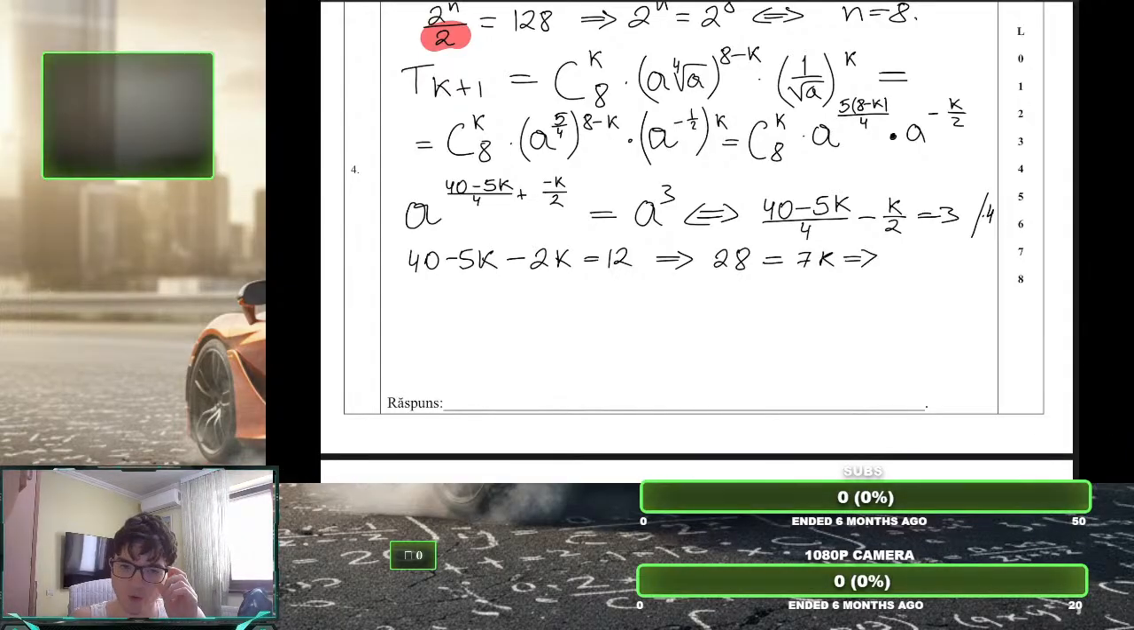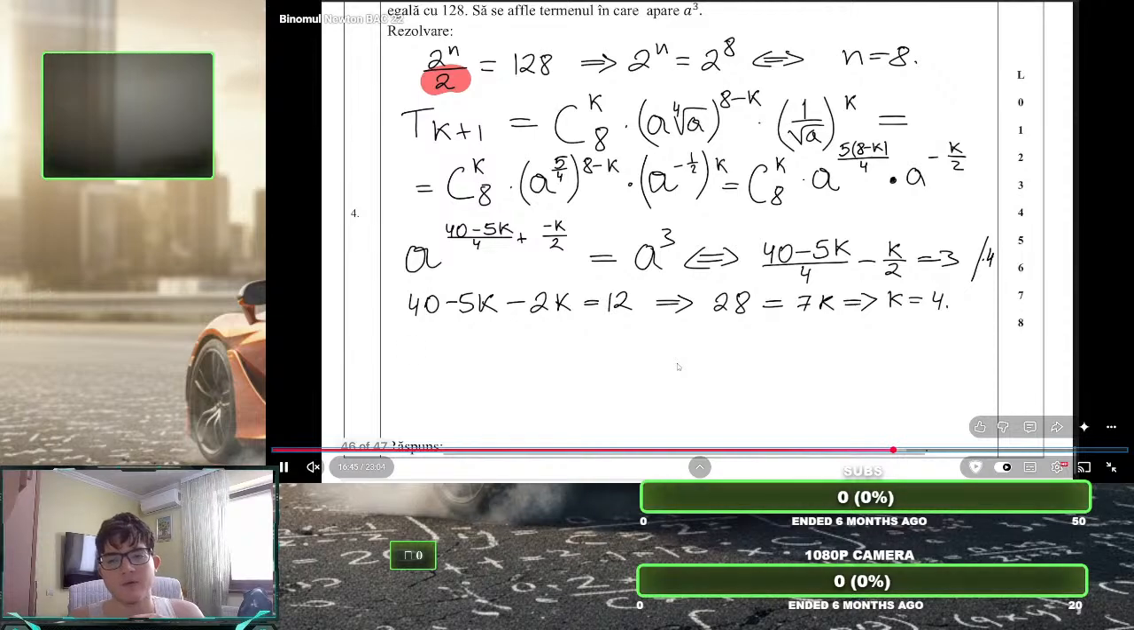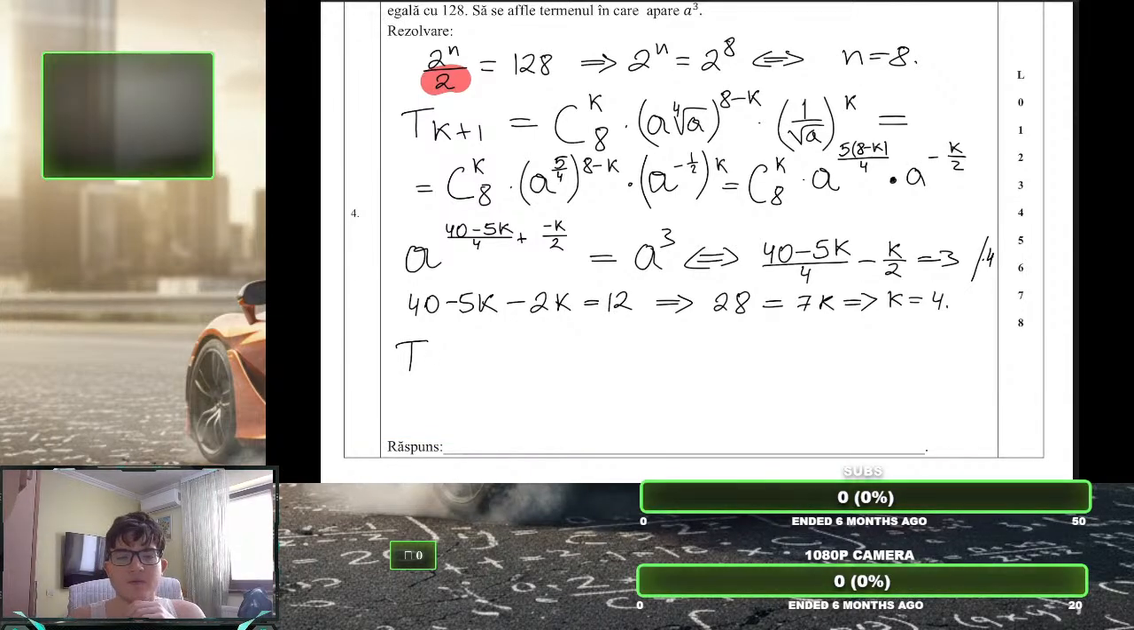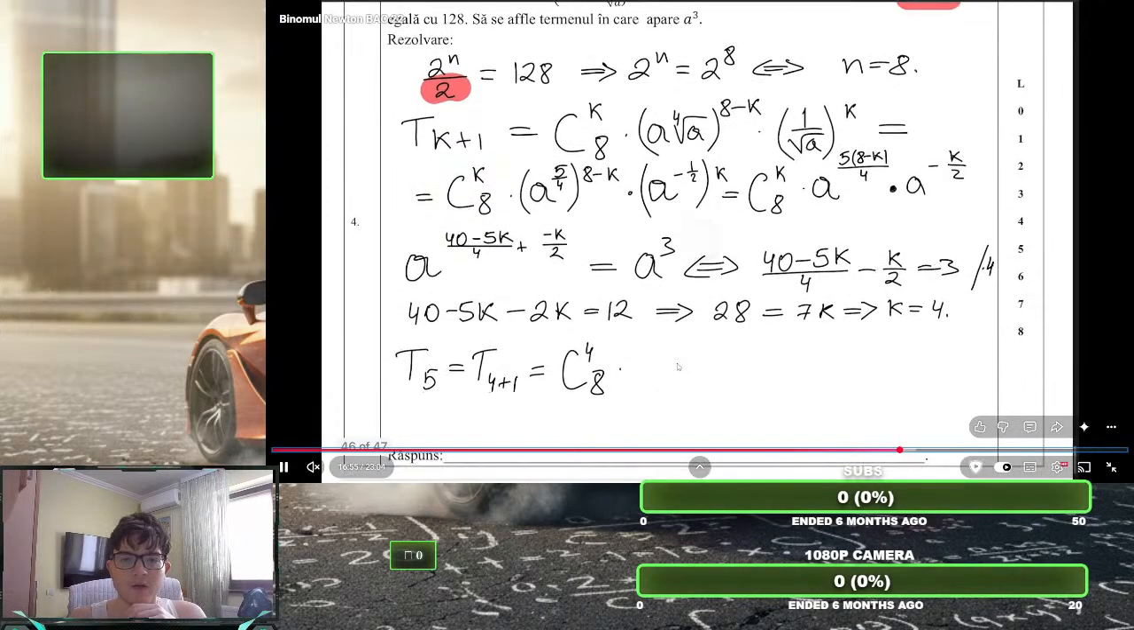Because we remove both minuses, and now it's essentially this 28 to 7k. So k is 4, right? We got now k is 4, so it's the fifth term, T4+1. And now we can just write it down till the end. That's it, C8,4 according to formula.